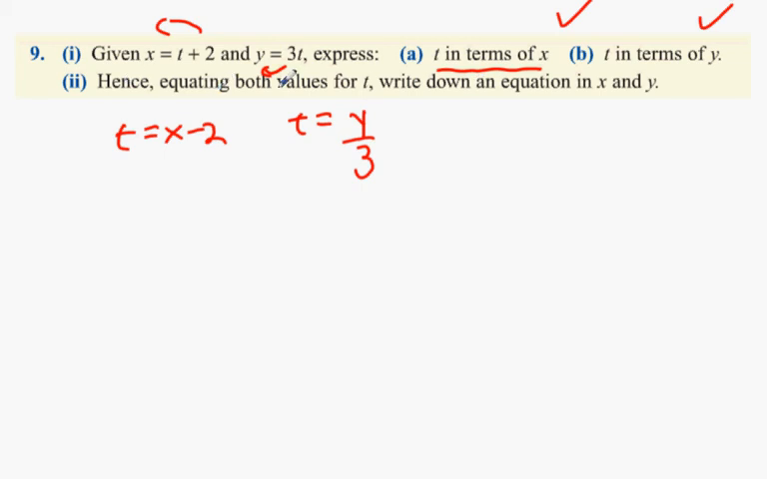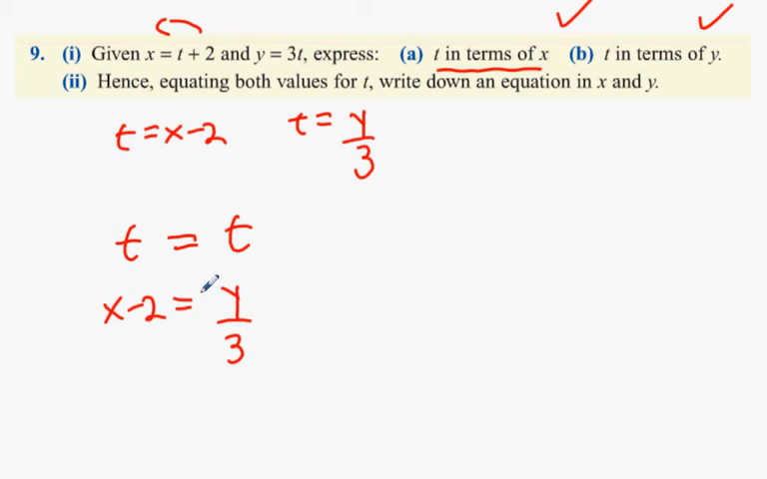Hence, by equating both values, what does equating both values mean? Two of them are equal to each other. t is equal to t, because it's called t and it's in the one question. Therefore, x minus 2 has to be the same thing as y over 3. Write down an equation in x and y. So it just wants an equation that has x and y in it.